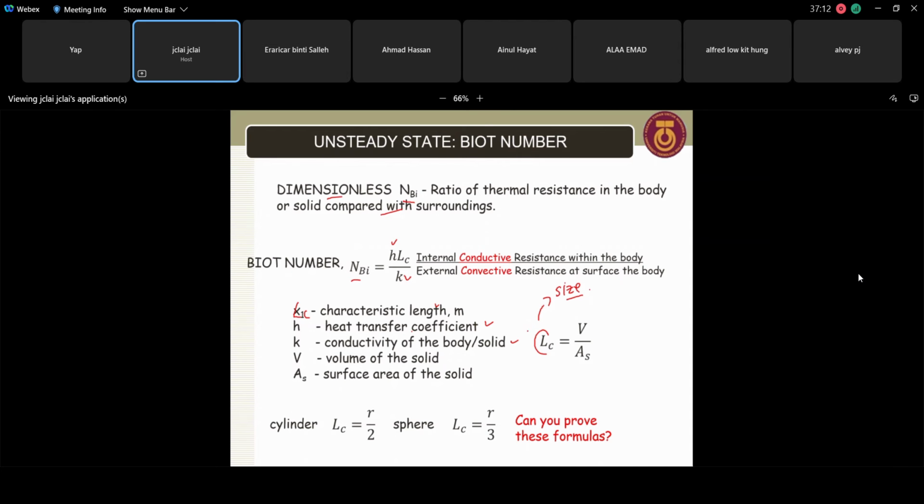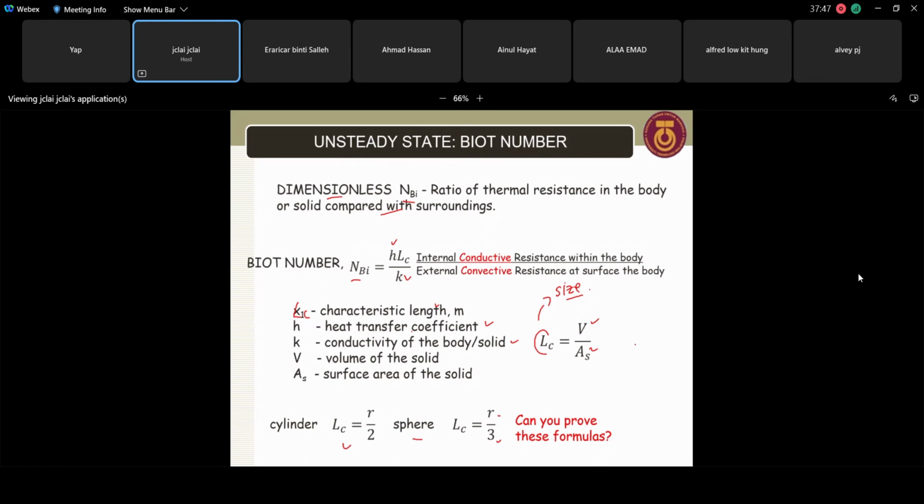Okay, and how do you calculate LC? It is the volume of the body divided by the total surface area of the body, V over A. So for a cylinder, the value is R divided by 2. But for a sphere, it is R divided by 3. You can try it yourself, right? Prove this formula. The volume of the sphere divided by the total surface area of the sphere, then you will get R over 3.